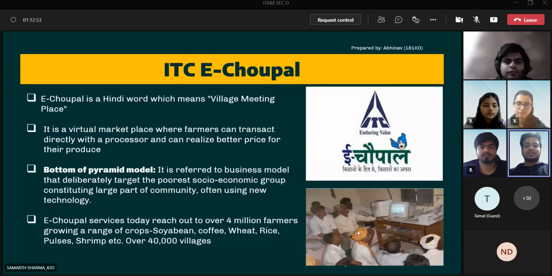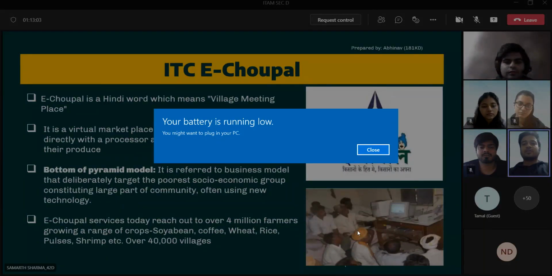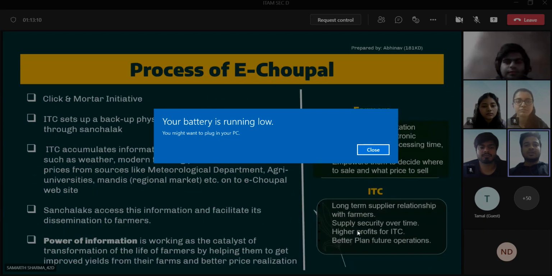Today, eChopal is reaching out to more than 4 million farmers across the country, covering more than 40,000 villages, and is bringing a very tangible change in how Indian farming works by bringing information technology into the area. Samarth, can you go to the next slide, please? Now, we'll talk about the process, how it works.